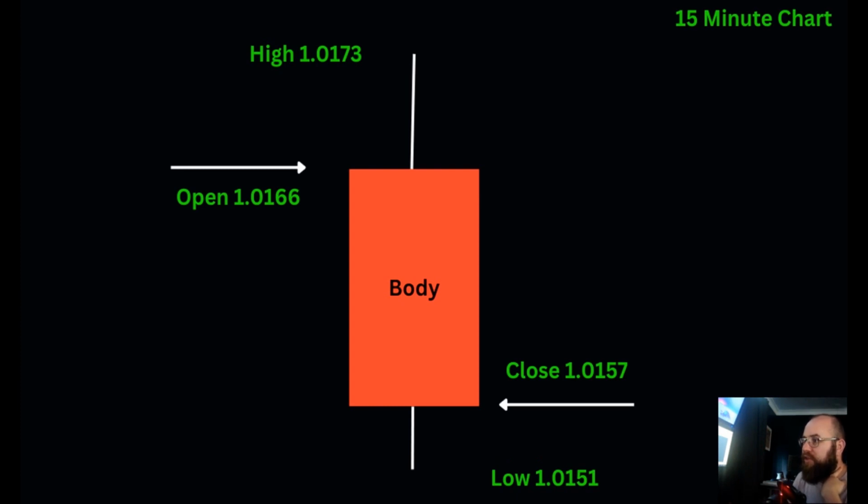So let's have a look at this one. This one opened here and closed here. It opened at 101.66 and closed at a lower price, 101.57, so we have a bearish candle. The opening is at the top, the closing is at the bottom, and we have these wicks with the high at 101.73 and the low at 101.51.